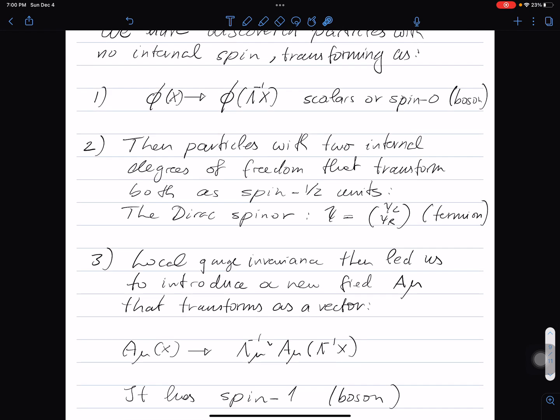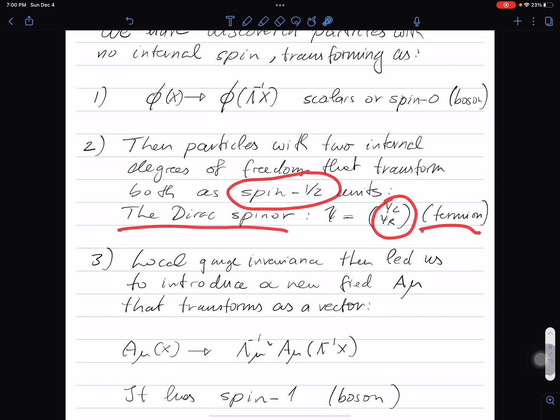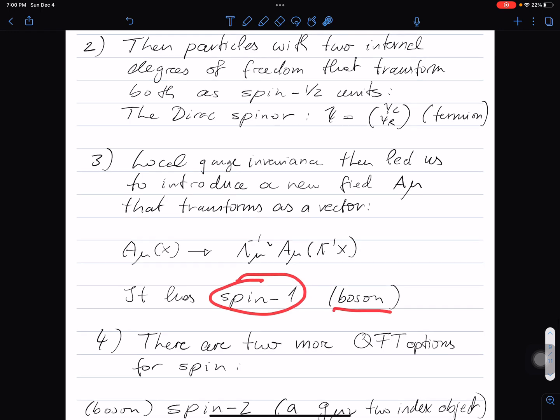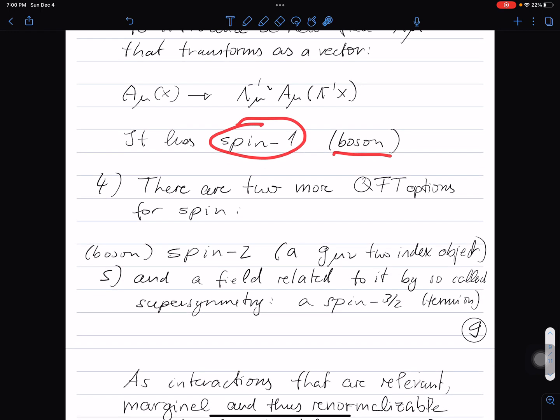Then we also have particles with 2 internal degrees of freedom that transform as spin 1/2 units. So this is the Dirac spinor with psi L, psi R components, and they're fermions. They follow the Fermi statistics. There's also the local gauge invariance that we discussed today that leads us to introducing a new field that has a 4-component index and really transforms as a vector under Lorentz transformations. Here they're being multiplied by a Lorentz matrix, and it has spin 1. It's also a boson. The most common example is the photon.